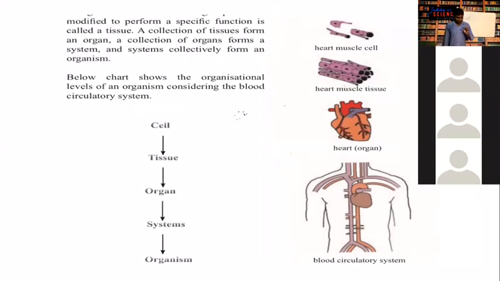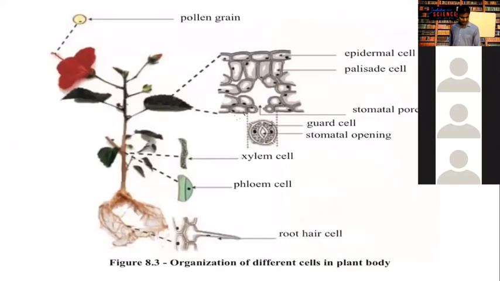The first one: the structural unit of the organism is cells. A set of cells together form what? Now switch on your microphone and tell me. Tissues. Tissues together form organs. Organs together form systems. Systems together form organisms. This is the hierarchical organization of the organisms. If you consider the structure of the organisms, this is the hierarchical order, right? The basic unit is the cell.